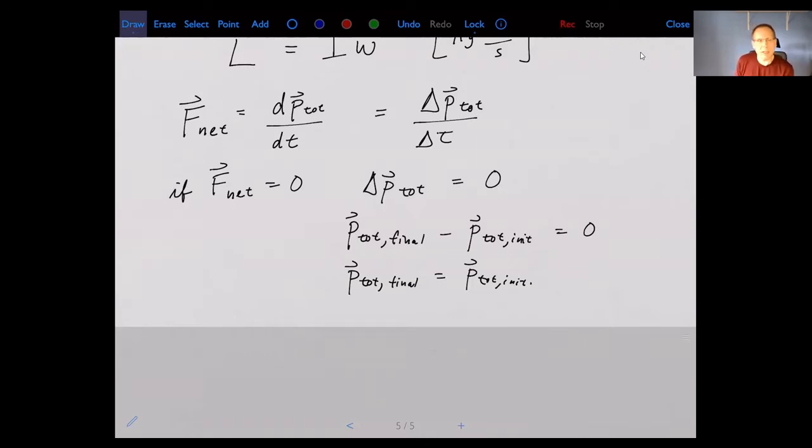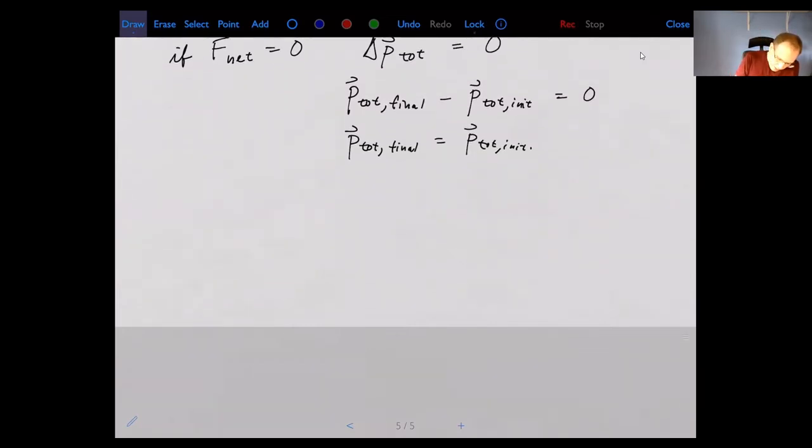And since this is a vector equation, this could also just hold for one of the components, right? Maybe just the x component or just the y component could be conserved. Well, there's an analogous situation for rotations. So instead of F net equals the change in total linear momentum divided by time, we can say that the net torque equals the change in total angular momentum divided by time. So again, if you don't like the calculus, I'll write it as change in L total divided by delta T.